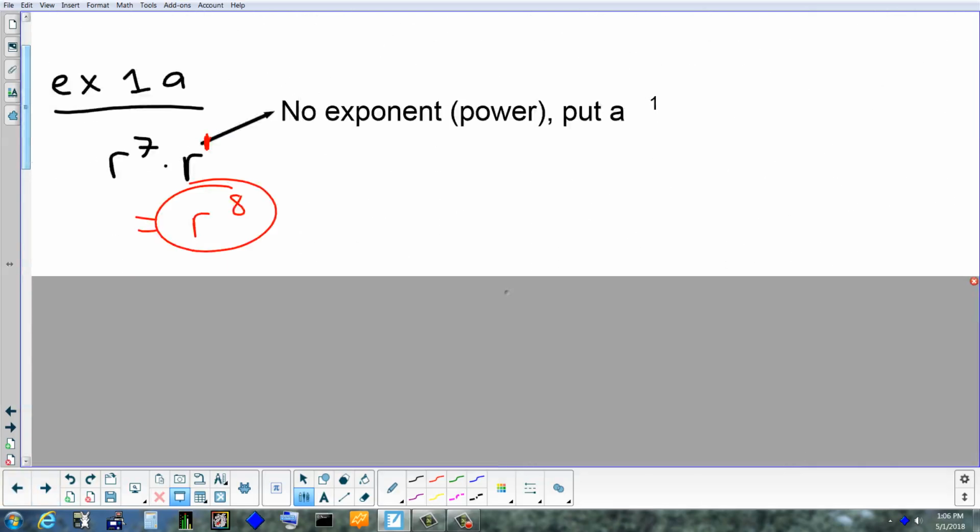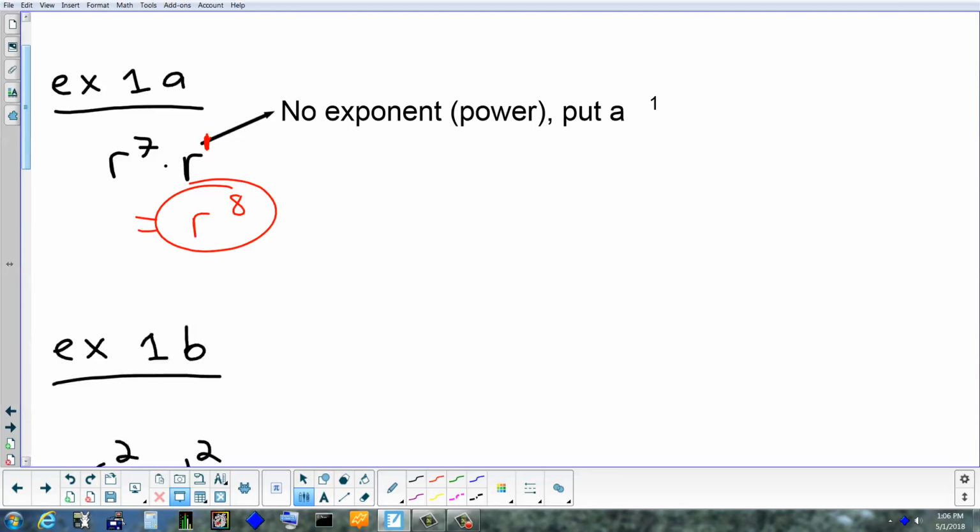Okay, the base never changes. Again, we're going to write that down. If we don't get to it in the notes, you have to put that. Do you write R8 or can you put R equals 8? It's R to the 8th power. Yep. Just what I circled. All right, let's try 1b.